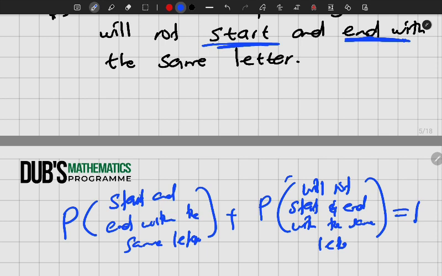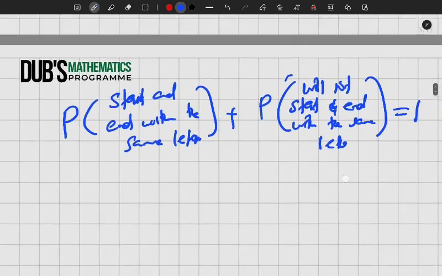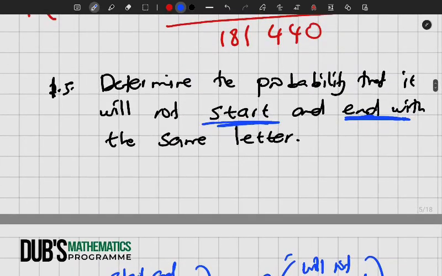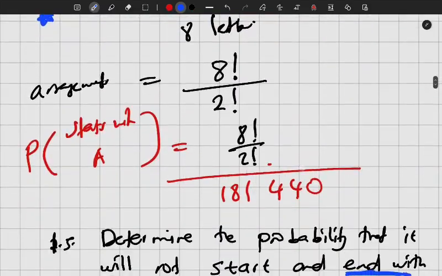Those two events are complementary because they are exhaustive. They add up to 1. It's either starting and ending with the same letter or not. They are just the opposite of each other's probabilities, like being dead or alive. It can't really be in between. So when the question says it doesn't start and end with the same letter, first work out the case where it does, which is what we found here.